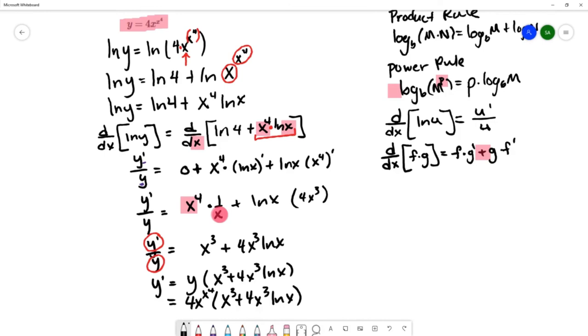Now I'm sure there are a few other ways that we can write that derivative. For instance, I can see that the x cubed is a common factor there, so I could factor that out. And we would write that as 4x cubed times x to the x to the 4th. And in the parentheses, we would still have 1 plus 4 natural log x.